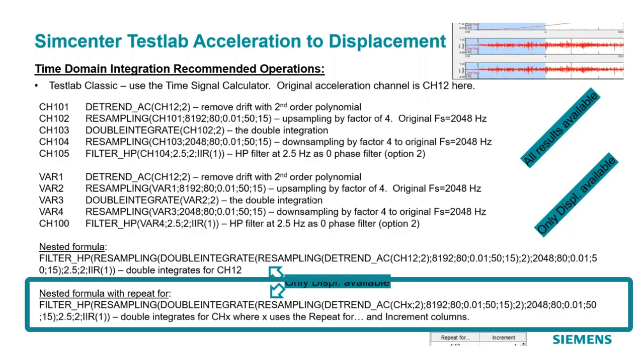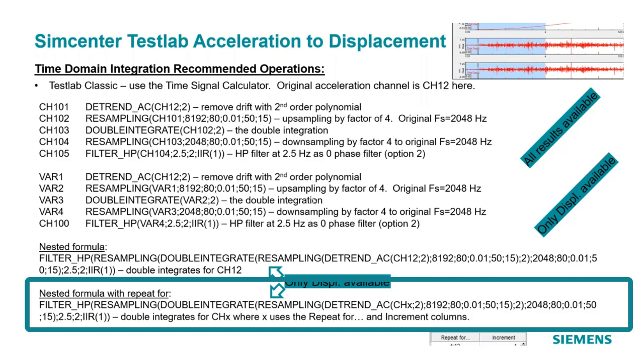The last formula is a nested formula where we're using CHX as a variable, and that X is going to be incremented using the repeat for and increment columns. So in the time signal calculator, I can see I'm repeating from 4 to 12. So that's going to integrate or double integrate from channel 4 through channel 12 with an increment of 1. So it's going to do all the channels from channel 4 to channel 12. And this is how we would do it in the time domain for TestLab Classic.